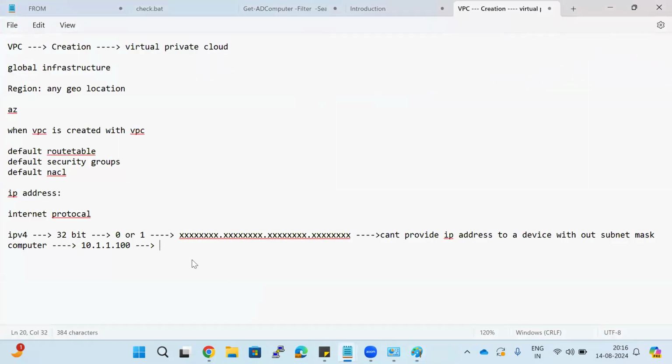We have a concept called subnet mask. What is this subnet mask? Try to understand. The IP address is helpful for establishing the communication between the devices. The IP address is different and the subnet mask is different. What is a subnet mask? A subnet mask is also a 32-bit address.